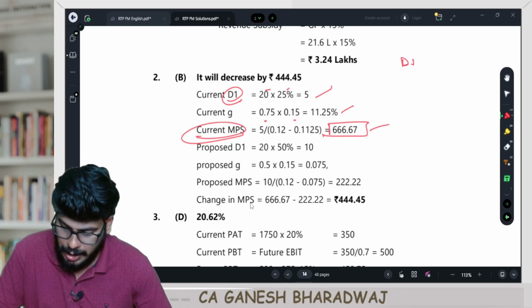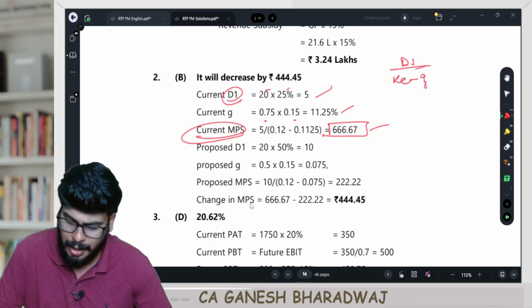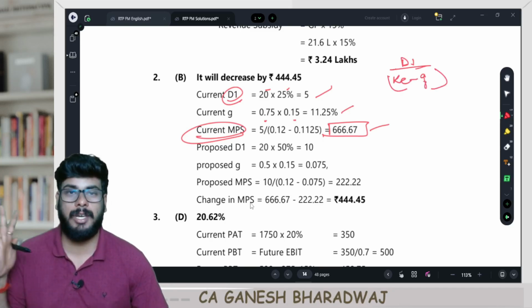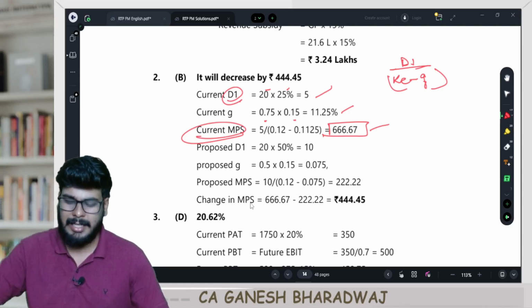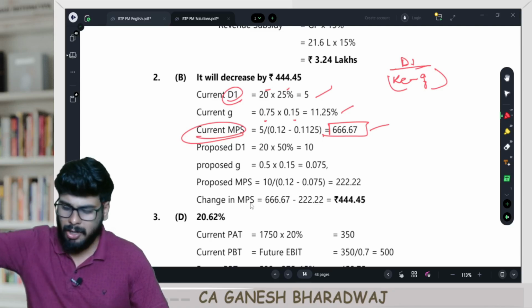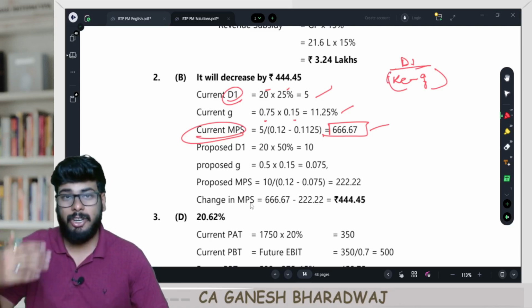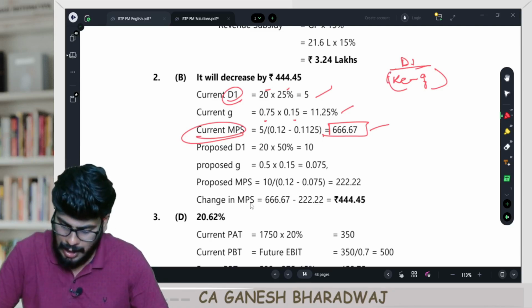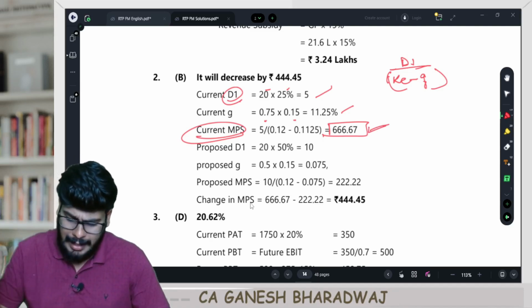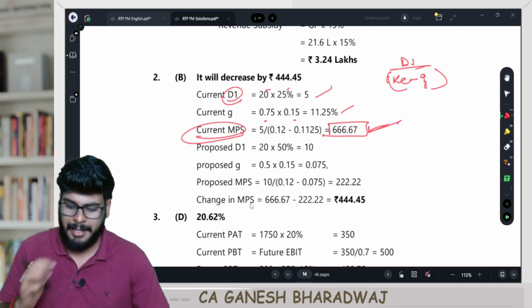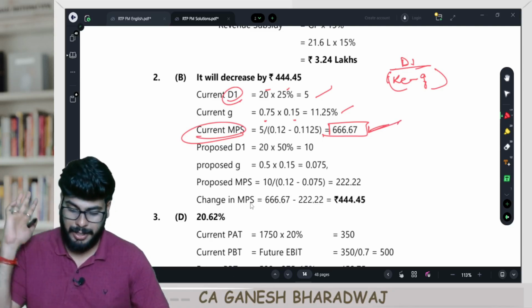The same formula: D1 divided by KE minus G. Gordon's formula, right? We've derived all this formula in our lectures. Yes, it's a derivation which is very, very logical. It is nothing but a time value of money concept only. It's logically derived: your geometric progression formula and all, right? Sum of infinite cash flows. So that's what it is. So your current price is going to be 666.6667.